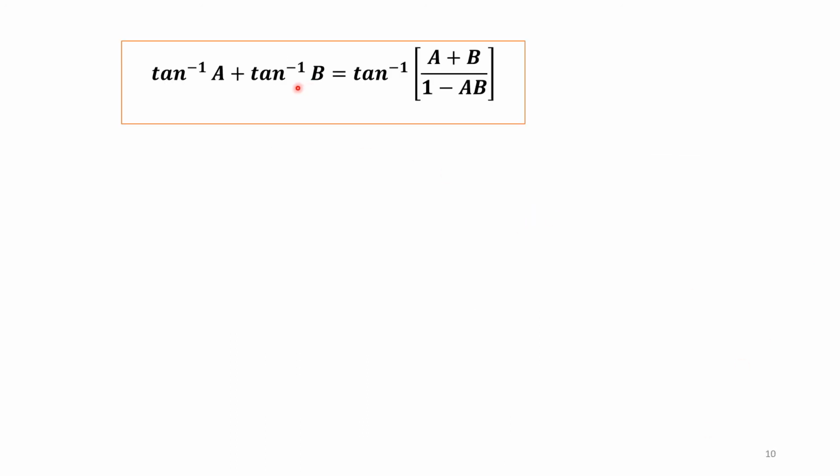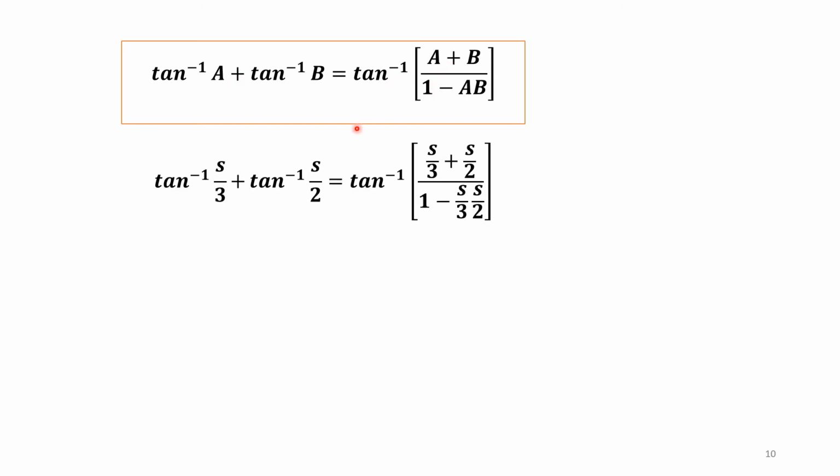So tan inverse of A plus tan inverse of B is tan inverse of (A plus B) upon (1 minus AB). If you have a minus sign here, then we will get here minus, here plus. So we have to calculate now tan inverse of s by 3 plus tan inverse of s by 2, which means that A is s by 3, B is s by 2. So A plus B upon 1 minus AB. Now actually it is pi minus this answer. We had in the previous step pi minus this answer.